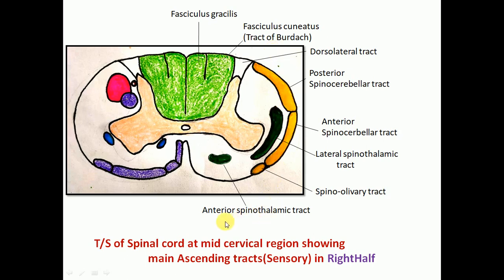Now there are also some interconnected neurons, interconnected tracts, association tracts. They are present within the lateral white column. They are comma shaped tracts, or tracts of the dorsolateral aspect, and also the visceromotor nucleus. So they form the association tracts.